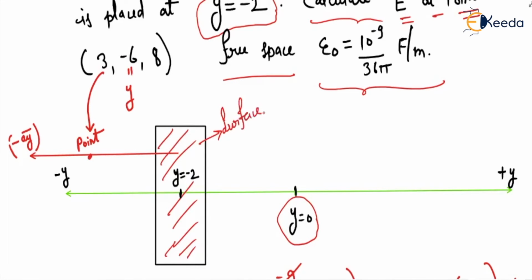According to question, this is given that it is placed at y is equal to -2, and the point which is (3, -6, 8), here y is equal to -6, and this point is on the negative y side because y is -6 here. When we join the vector from surface to the point, then this vector is minus of ay.